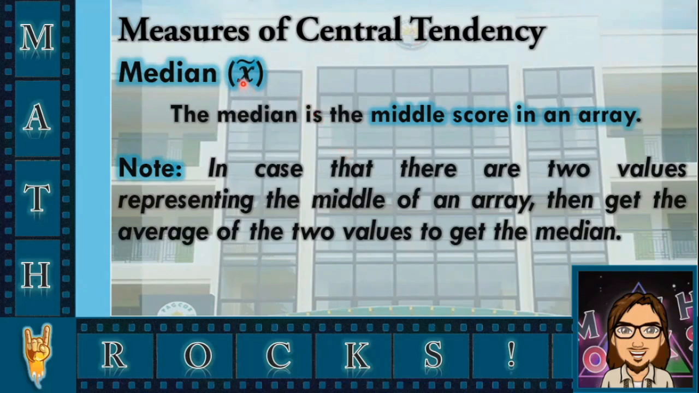The median is denoted by x tilde. This one is what we call tilde. By definition, the median is the middle score in an array. Here you have to know what an array means. An array is an ordered arrangement of a data set.